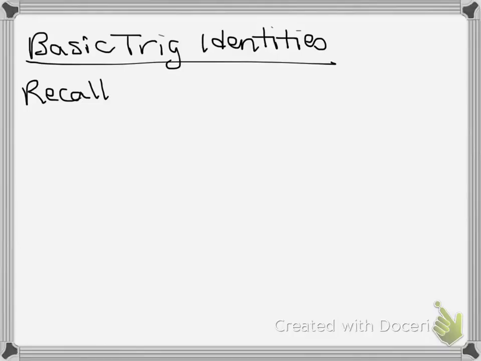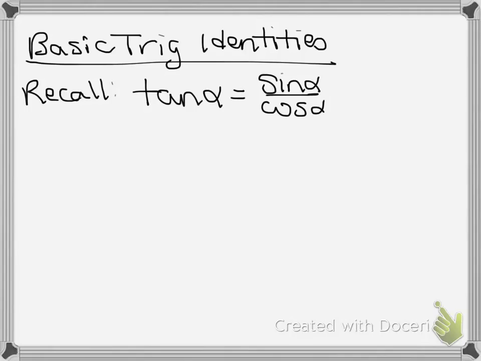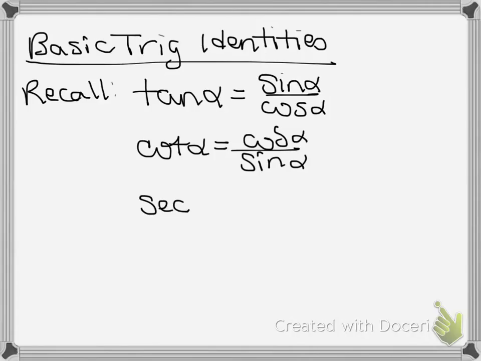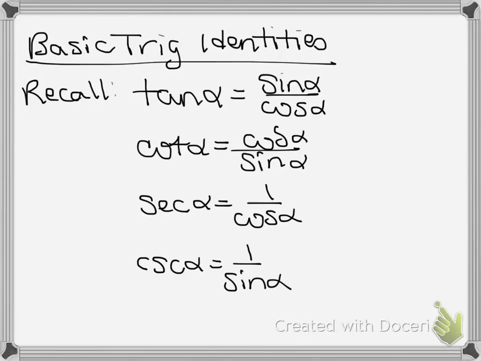So let's recall. First of all, remind ourselves that tangent of alpha equals sine alpha over cosine alpha. We can also remind ourselves that cotangent equals cosine over sine. Secant equals 1 over the cosine, and cosecant equals 1 over sine alpha.